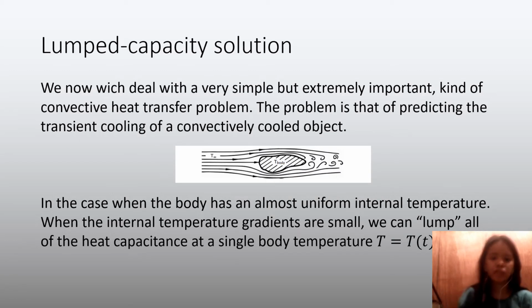Lumped capacity solution. We now deal with a very simple but extremely important kind of convective heat transfer problem. The problem is that of predicting the transient cooling of a convection cooled object. In the case when the body has almost uniform internal temperature, when internal temperature gradients are small, we can lump all of the heat capacitance in a single body temperature T.